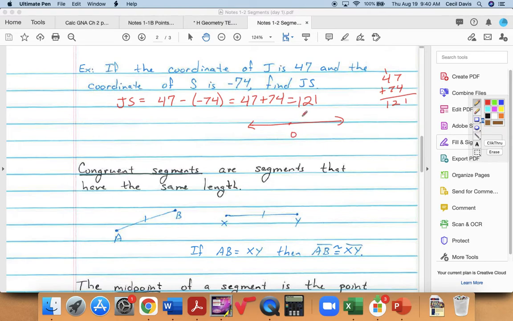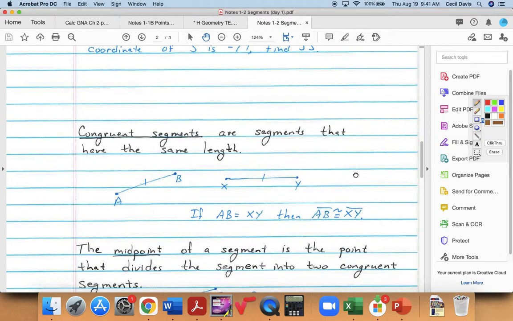If this is 0, we've got a coordinate here, J, that's at 47, and a coordinate here, S, that's at -74. The distance from -74 to 0 is 74. And from 0 to 47 is 47. If we add those two distances together, we get 121. Okay, so that's segments on a number line for finding their distances.